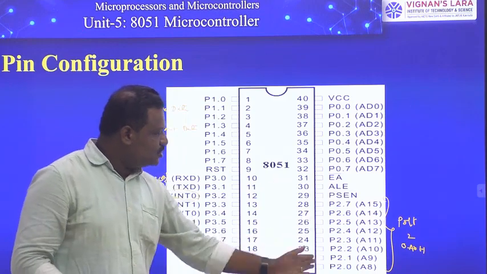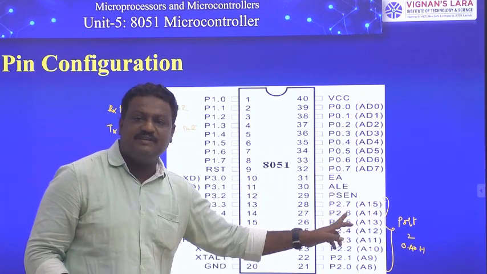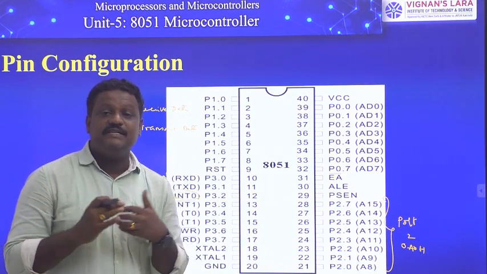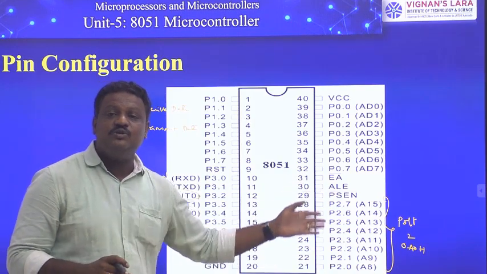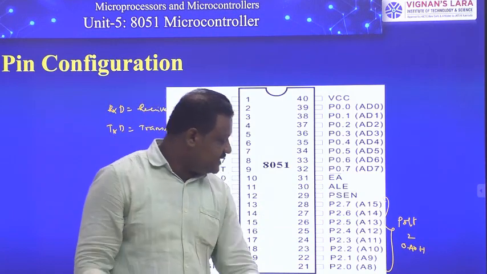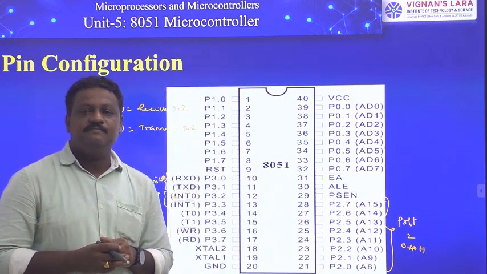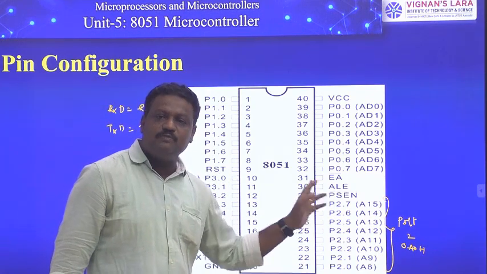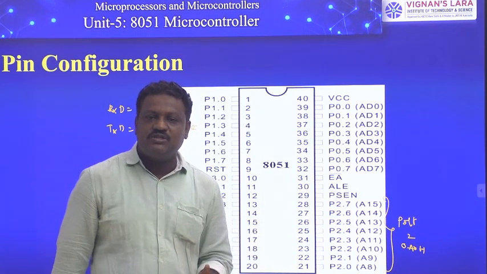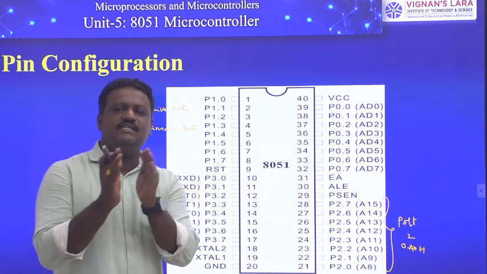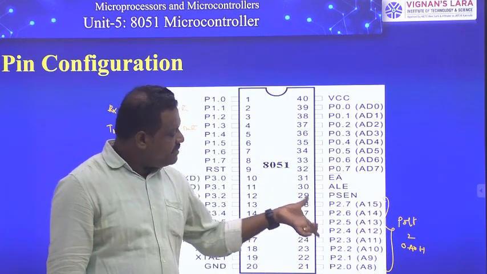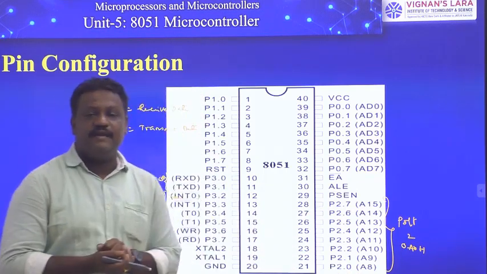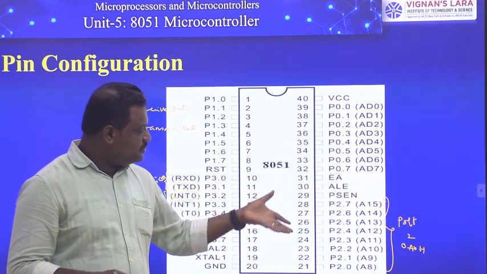Now listen friends, these are port 2 signals, that is P2.0 to P2.7. These 8 signals are used for the connection of I/O devices in single chip mode, but in expanded mode the same signals are used as dedicated higher order 8 address lines, that is A8 to A15. I repeat, in single chip mode, these 8 signals are used for the connection of I/O devices, but in expanded or extended mode, the same 8 signals act as dedicated higher order 8 address lines, A8 to A15. That is about port 2.